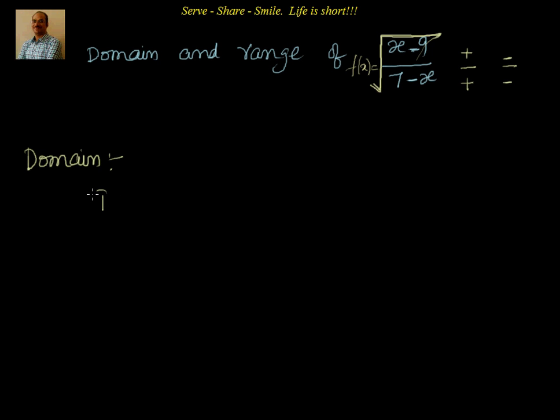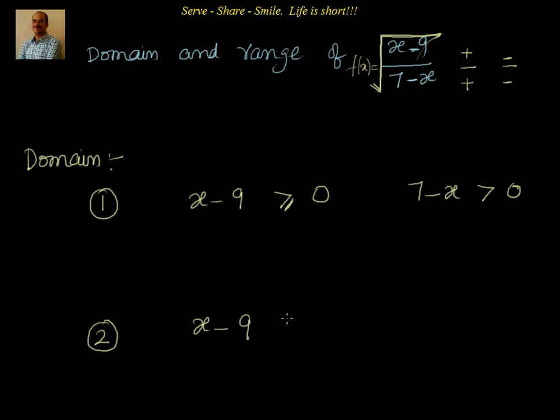So the first condition I look into is x minus 9 is greater than 0. It can also be equal to 0. And the denominator 7 minus x should be greater than 0, because if you want it to be positive, 7 minus x should be greater than 0. It cannot be equal to 0, because when it is equal to 0, the function is not defined. What's our second scenario? The second scenario is where both of them are negative.